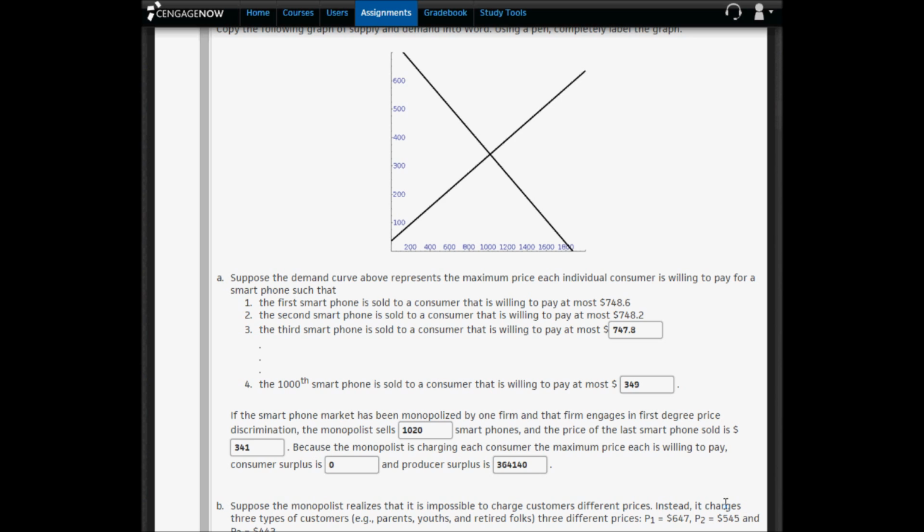So in summary, a first-degree price discrimination monopolist sells its output to consumers for prices that are equal to each consumer's maximum willingness to pay. That allows the first-degree price discrimination monopolist to take all of the consumer surplus. And so producer surplus equals the total surplus if this were a competitive market.